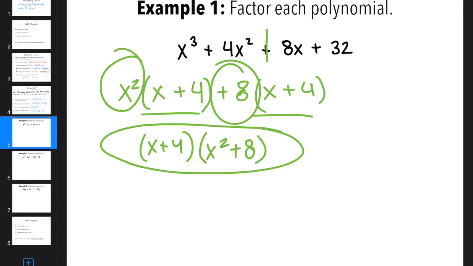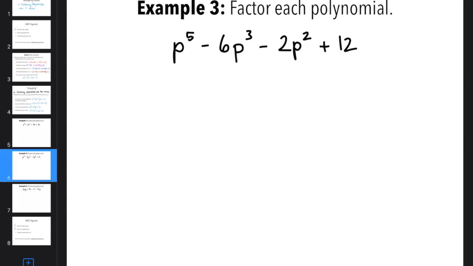I'm going to check my final answer. So x times x squared gives me x cubed. 4 times x squared gives me plus 4x squared. X times 8 gives me 8x. And 4 times 8 gives me 32. Does that match my original answer? Yes, it does.